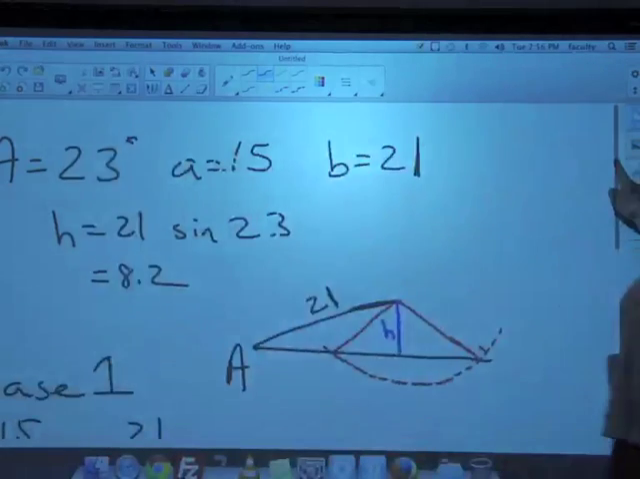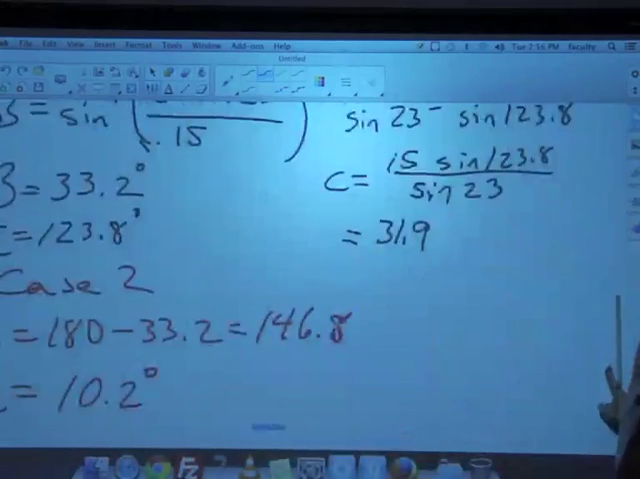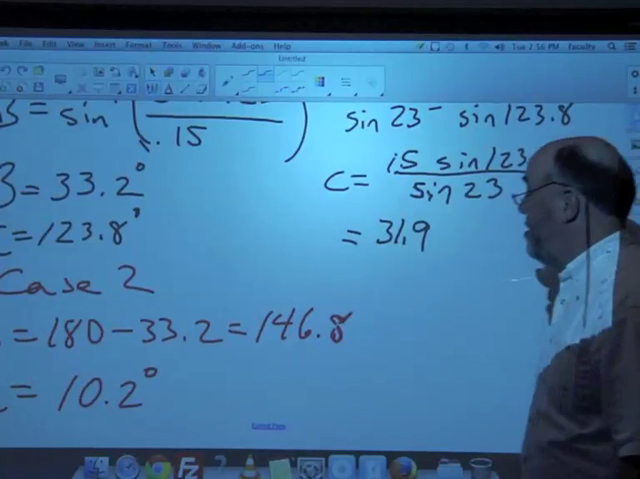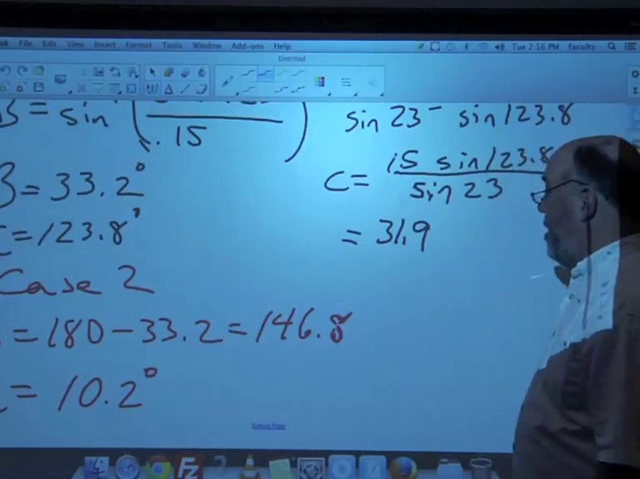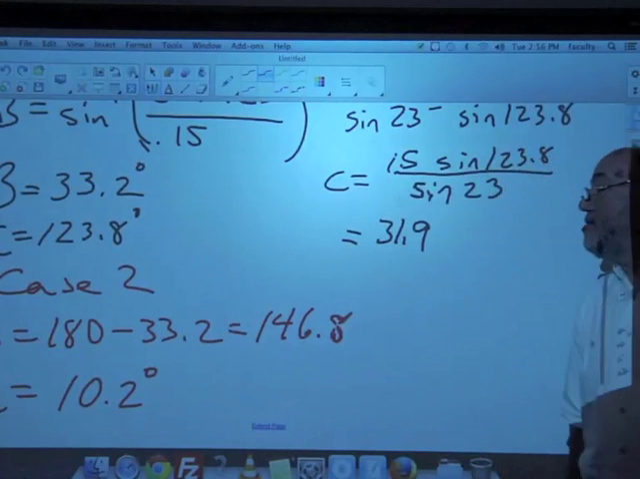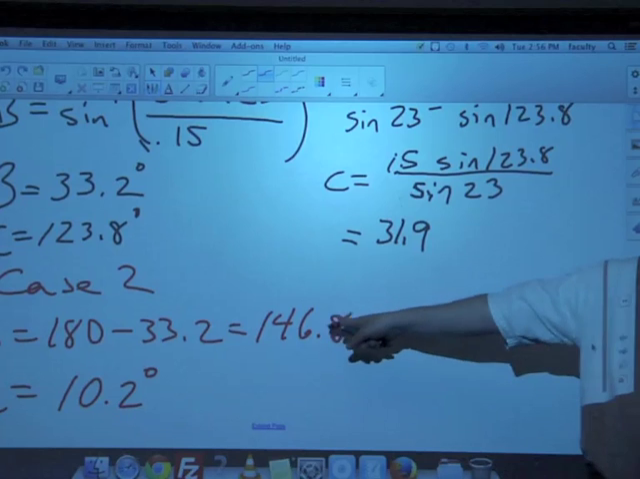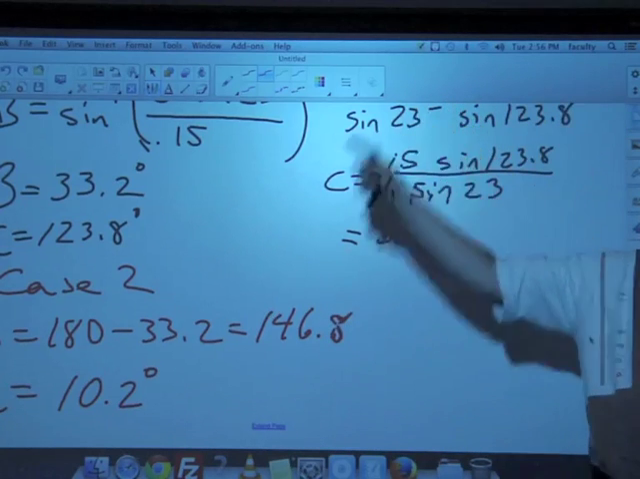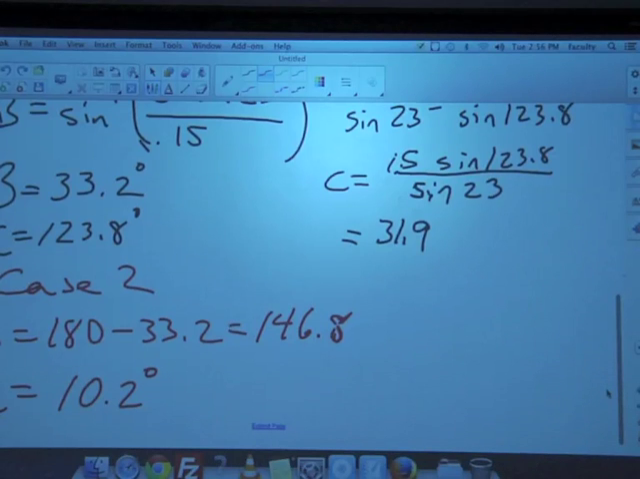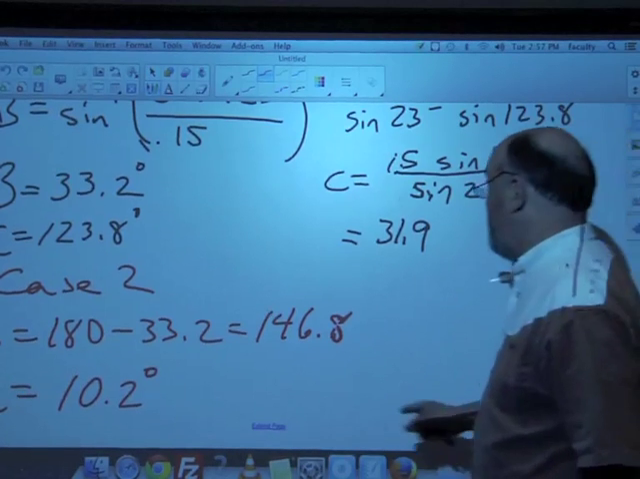So we did case 1, got all the information. We're on case 2. We got the two angles. How did you get angle C? Because B's 146.8. Angle A is still 23. It's going to stay the same. The given is the given. That doesn't change. And so angle C is 180 minus the other two. So the last thing then is side C.